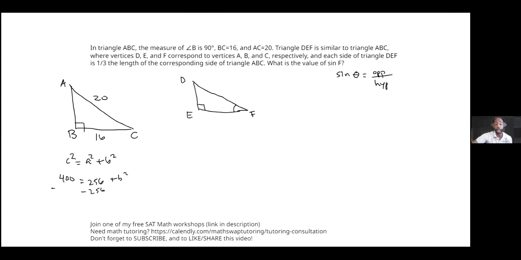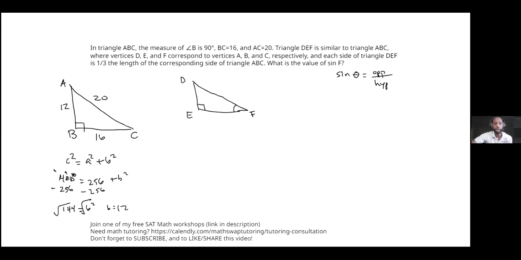I'm trying to do this without a calculator. Actually, you should be able to use a calculator on the SAT, all of the SAT now. So 400 minus 256 is 144. So 144 is equal to b squared. That means that side B is equal to 12.